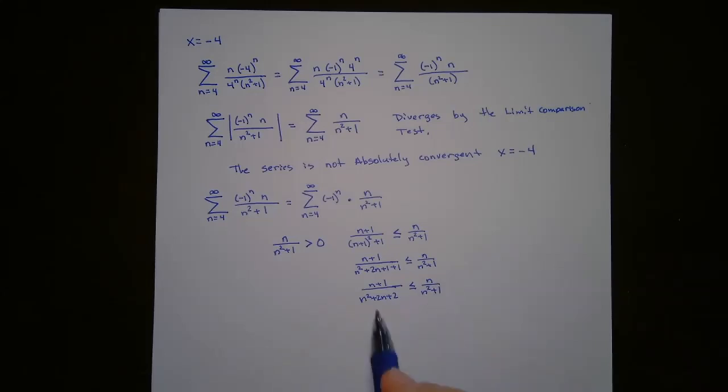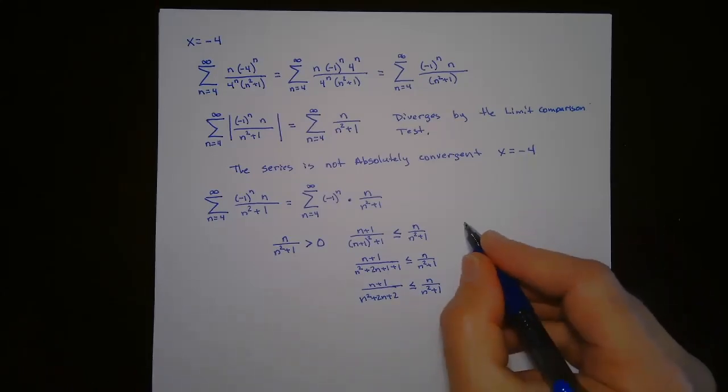Another way to look at this is to put both into your calculator and graph them. Is this one always smaller than this one? And it will be. So now we've shown that a sub n plus 1 is always less than or equal to a sub n.